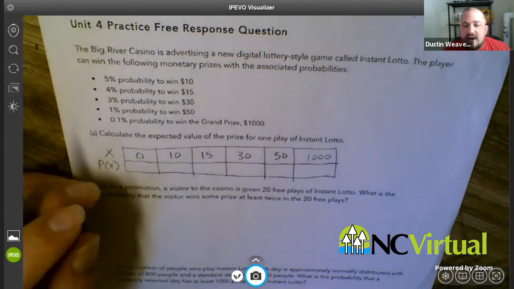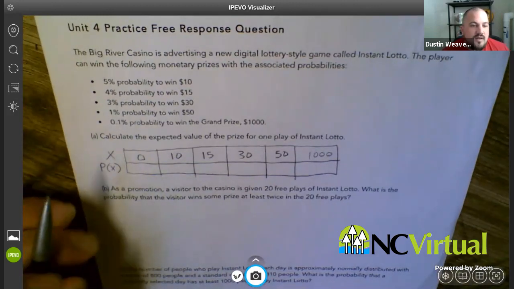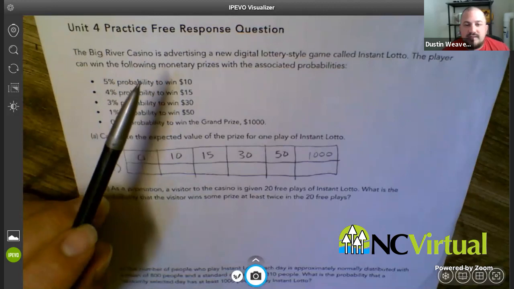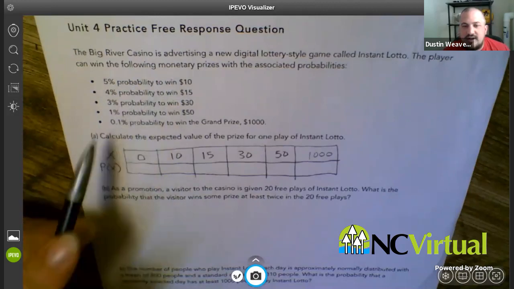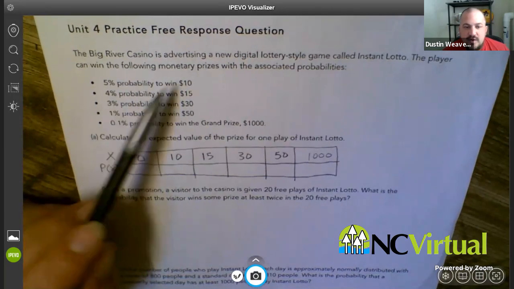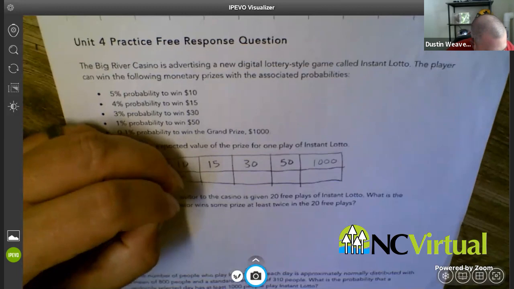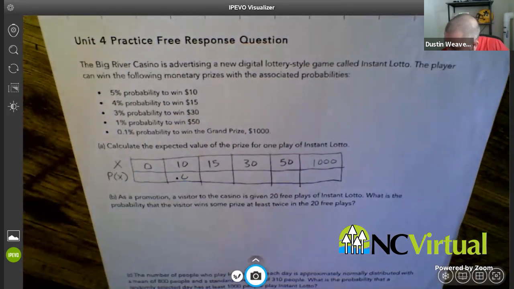The Big River Casino is advertising a new digital lottery style game called Instant Lotto. The player can win the following monetary prizes with the associated probabilities. There is a 5% probability to win $10. So to win $10, you have a 5% chance, 0.05.